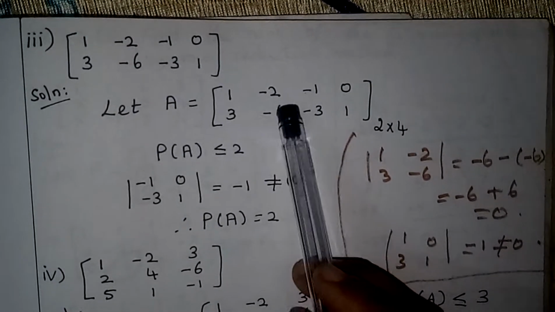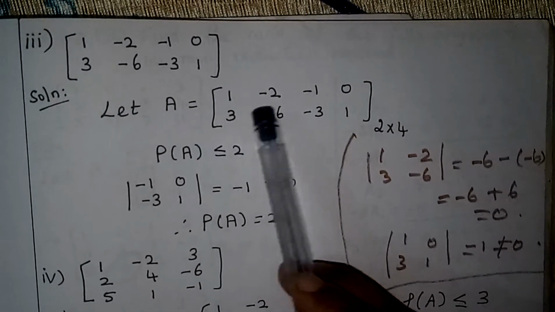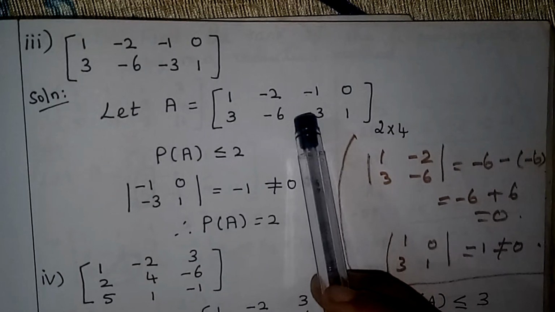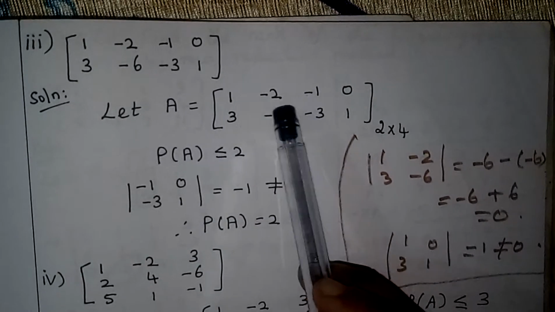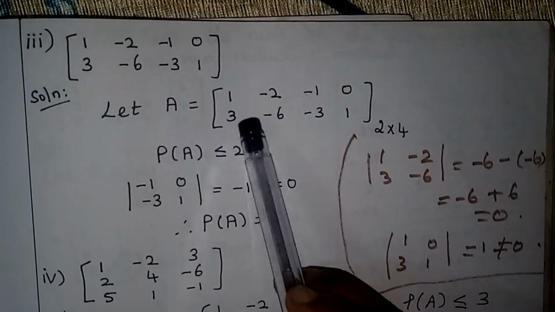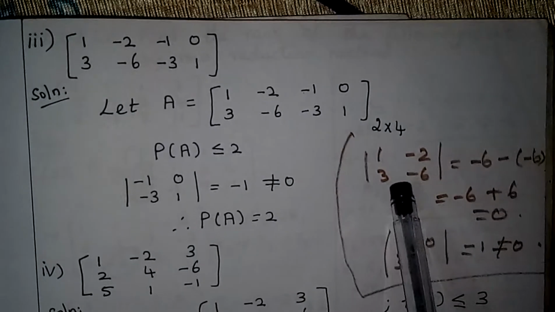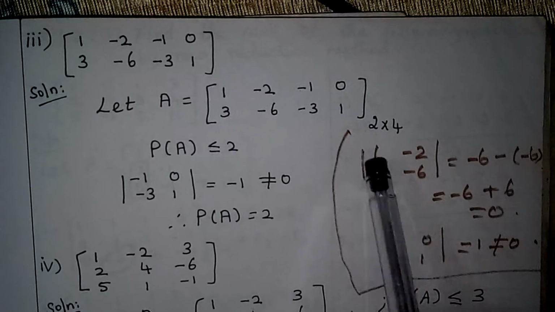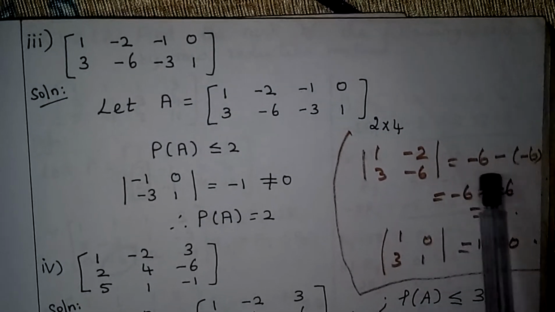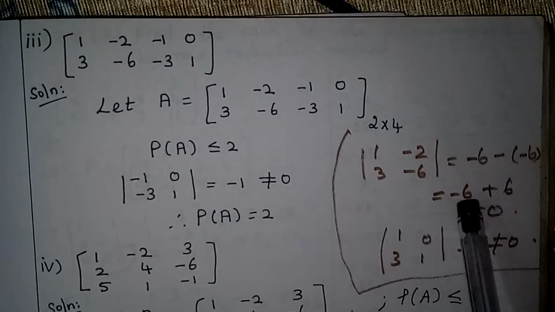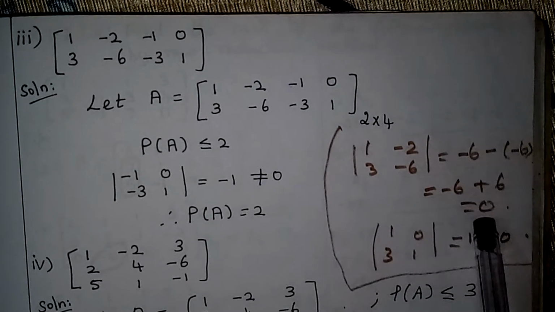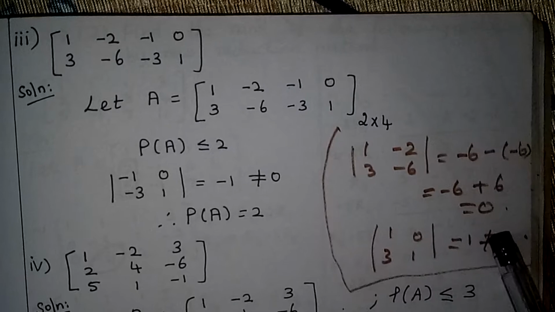So I am taking the first 2. Okay, we have to check for all the 2 by 2 determinants. If we get not equal to 0, you can finish there. Okay, so I am taking the first 2 columns. If I take the first 2 columns, you see here, I will get 1 minus 2, 3 minus 6. If you simplify this, it will be minus 6 minus of minus 6. So minus 6 plus 6, it is 0. Since it is becoming 0, I have to try for the other 2 by 2 determinant.